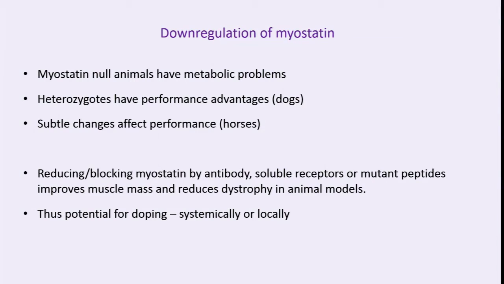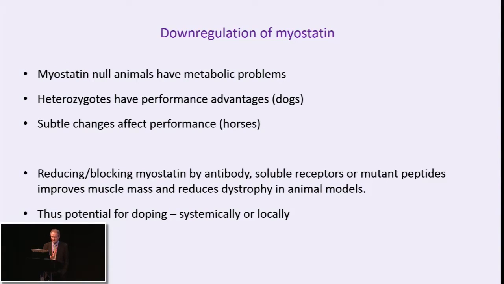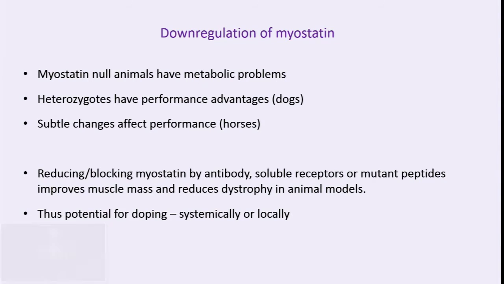So just to summarize, the myostatin null animals do tend to have metabolic problems. They really are not very good performers, so that's clearly not something we're aiming to achieve. The heterozygotes, as I showed you, have performance advantages and the subtle effects for the performance in horses. There's a lot of ways of reducing or blocking myostatin that are being investigated, because clearly if you could do this, it would be great for people with cancer cachexia, it would be great for people with prolonged bed rest, it might be the solution, at least in part, to sarcopenia in old age, and of course it would be useful potentially in muscular dystrophy and other related genetic disorders. So there's a huge amount of work going on in this area, and if we take at least a gene therapy approach to this, then potentially there is the option of taking that through into athletic doping.